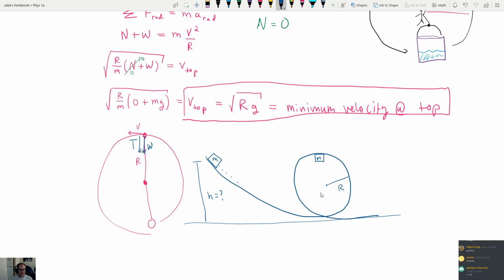And the answer is going to be related to this idea right here, because we know that when this person gets to the top right here, the minimum speed they need at the top is equal to, that's not the right answer, Summer. It has to be a little bit higher than that. The minimum speed that they have at the top right here is going to be equal to the square root of r times g.